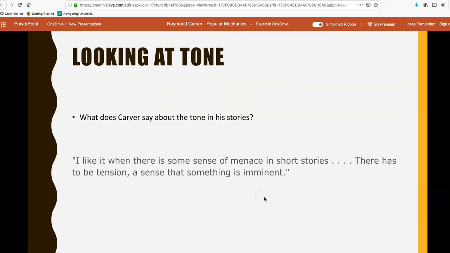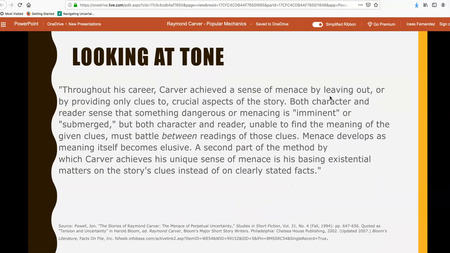So what does Carver actually say about tone in his story? I did some research and found a quote from Raymond Carver about tone. He says he likes it when there is some sense of menace in short stories. There has to be tension, a sense that something is imminent. So Raymond Carver loves him some tone. He loves having something kind of menacing in his story.